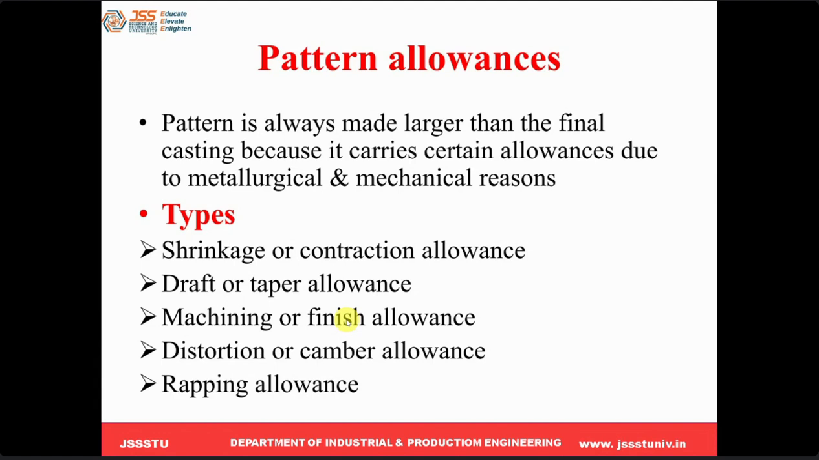See why we need allowance. Like in machining, we give allowance, like it's called tolerance. But here also we require allowance because we cannot produce the actual product size. That's why the pattern is always made larger than the final casting, because it carries certain allowance due to metallurgical and mechanical reasons. Metallurgical properties change during casting, so allowance must be given. Because of that, the pattern size is usually larger than the actual size of the product.